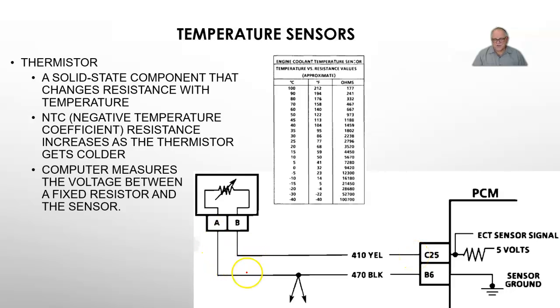NTC thermistors are a 2-wire sensor. One wire is ground, and the computer is monitoring the voltage right here. Depending upon the voltage, the higher the voltage, the colder the temperature, within a range of 0 to 5 volts. If you're going to diagnose this, put the scan tool on there, look at the data parameter for that sensor, and see if it's within the range it's supposed to be.